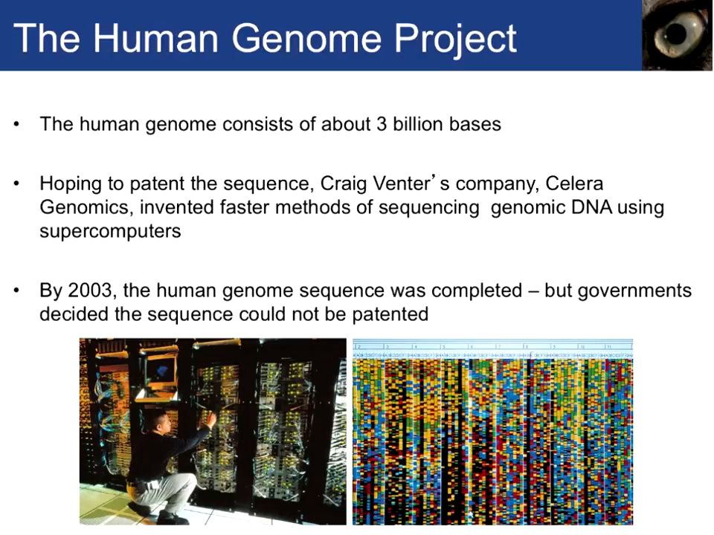Hoping to patent the sequence, a company called Cellular Genomics invented faster methods of sequencing genomic DNA using supercomputers. And by 2003, the human genome sequence was completed. But governments, including the US and Britain, decided that the sequence of DNA in the human genome was not something that could be patented. So unfortunately for that company, they didn't get the benefit of being the first to sequence.